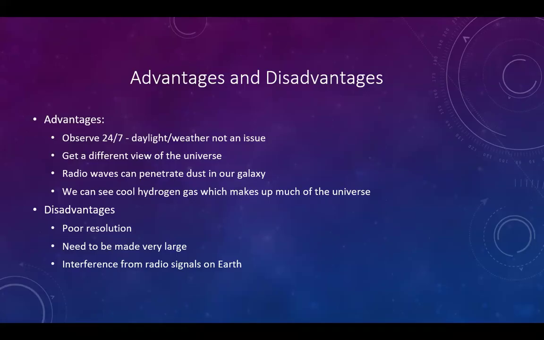The disadvantages: the resolution is cruddy because the waves are so long. The resolution depends on the ratio between the size of your mirror and the length of your wave. Radio waves are really long waves, which is problematic. So radio telescopes need to be very large. And another issue can be that on Earth, we are pumping out tons of radio waves. So, as I walk around every day, I am carrying multiple objects that emit radio waves on me right now.